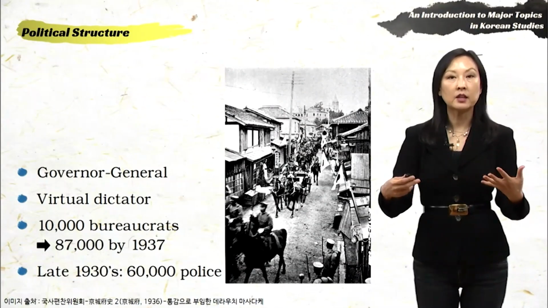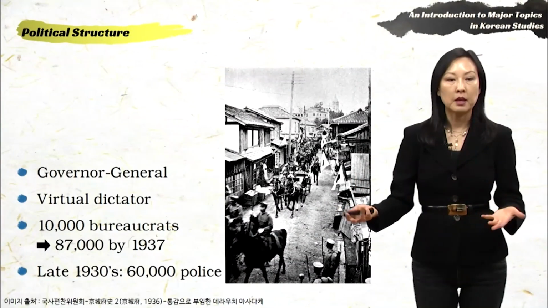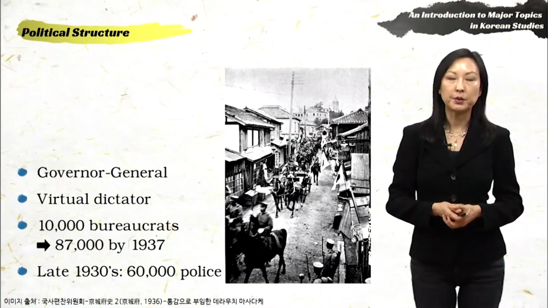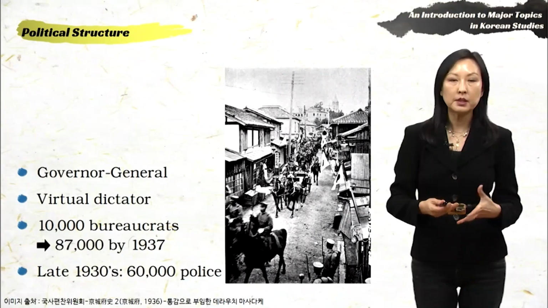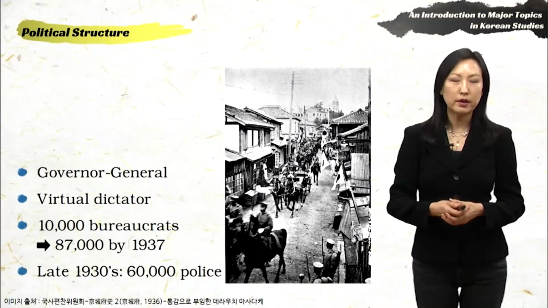This is then coupled and supported by a police force. By the late 1930s, there were about 60,000 members of the police force, and the police were incredibly powerful and very oppressive.